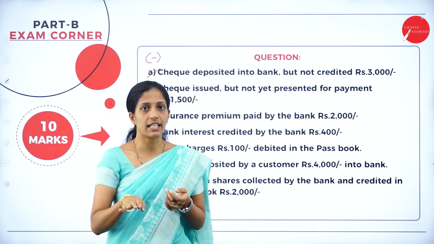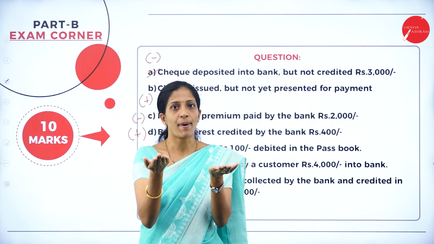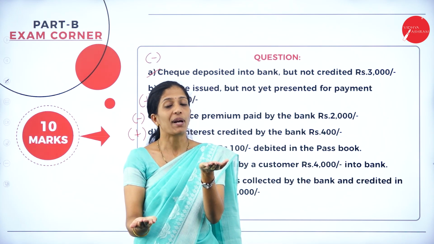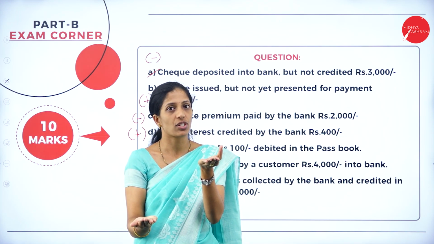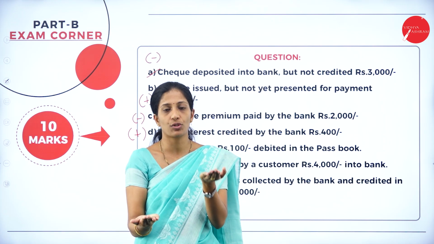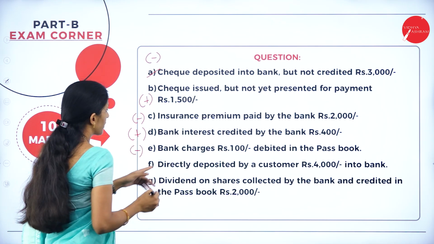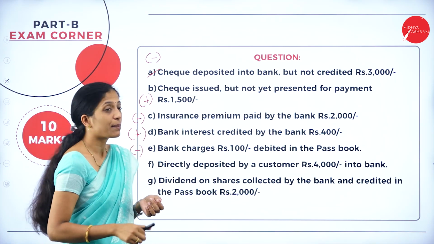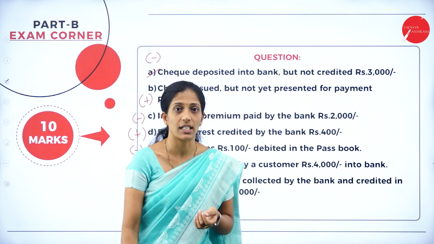Debited means what? Decrease. Where? In the passbook. So, passbook decreases. My base is what? Cash book. I have to adjust cash book to passbook. So, what I have to do? Minus. Next, directly deposited by a customer into bank, rupees 4000.